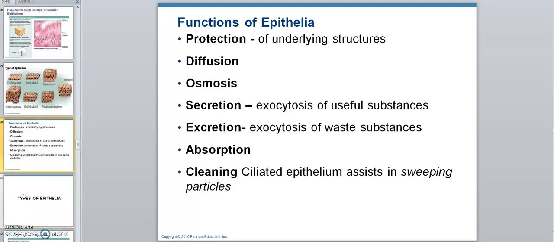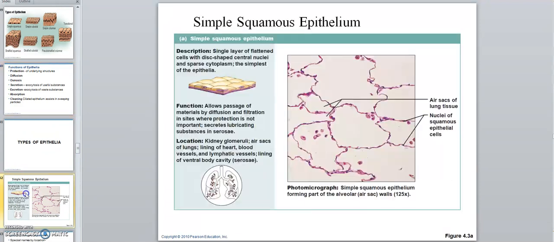So we want to be cognizant of that fact because it's not just pick any cells. The reason certain shapes and whether it's stacked or not are picked has to do with what the function is, in addition to the protection. All right, here's some examples I want you to glance at.